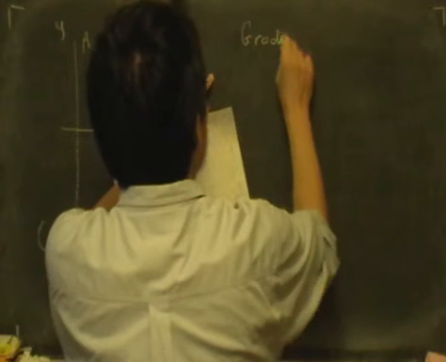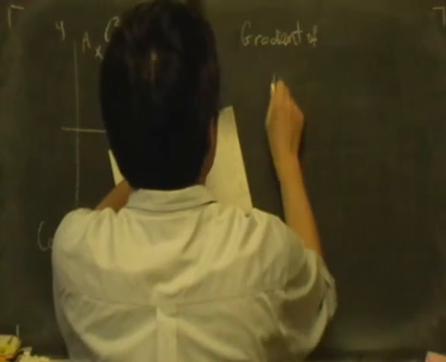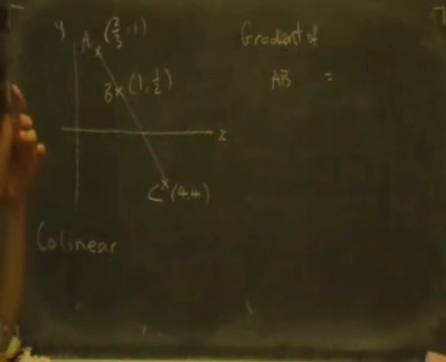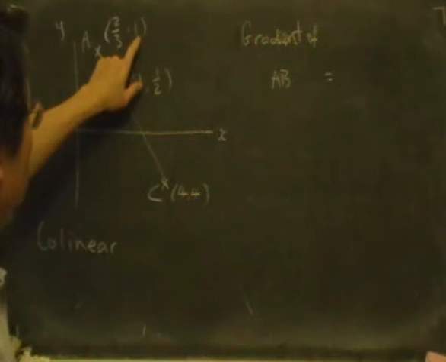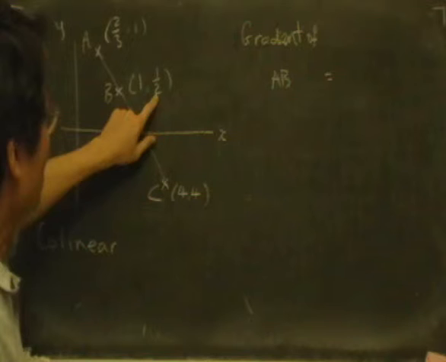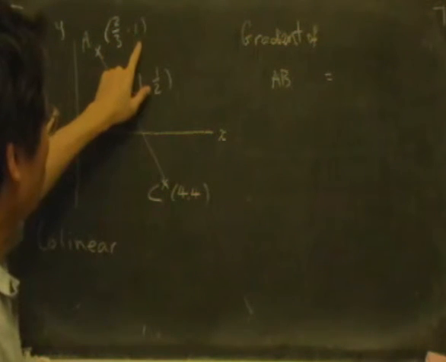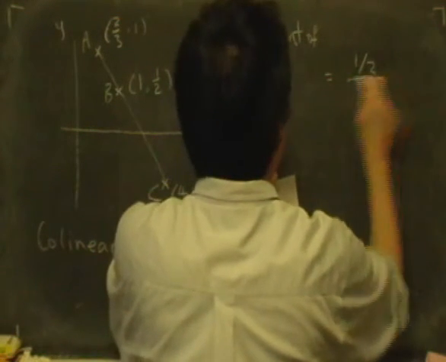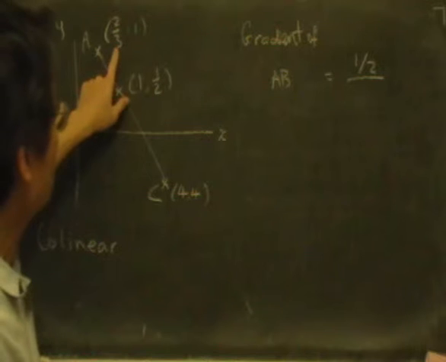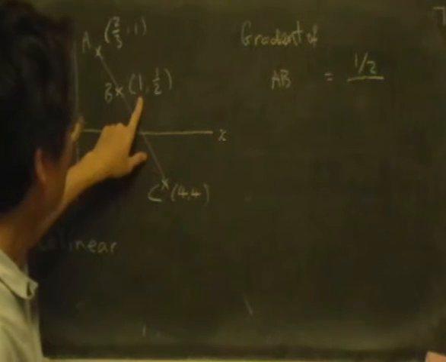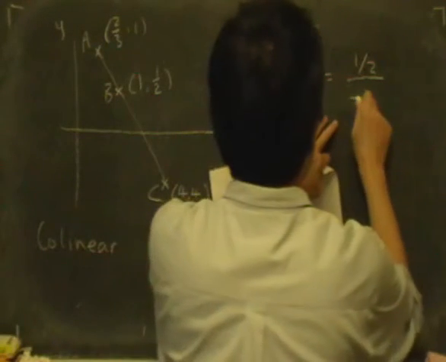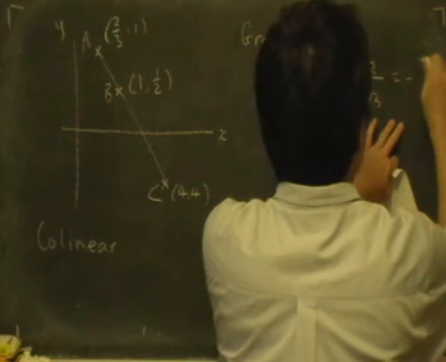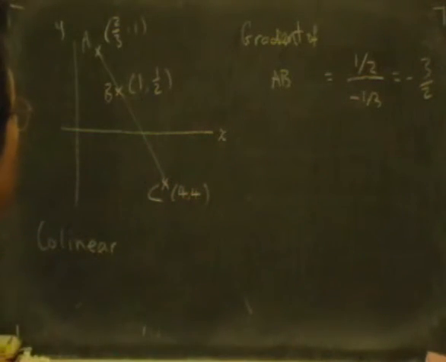Gradient of AB. So recall the formula for the gradient. We must take y2 minus y1. Alright, if I call this x1 y1 and x2 y2, then I must do y2 minus y1, which is half, divided by x2 minus x1, which is minus 1/3. And the answer is minus 3/2. That's the gradient of AB.